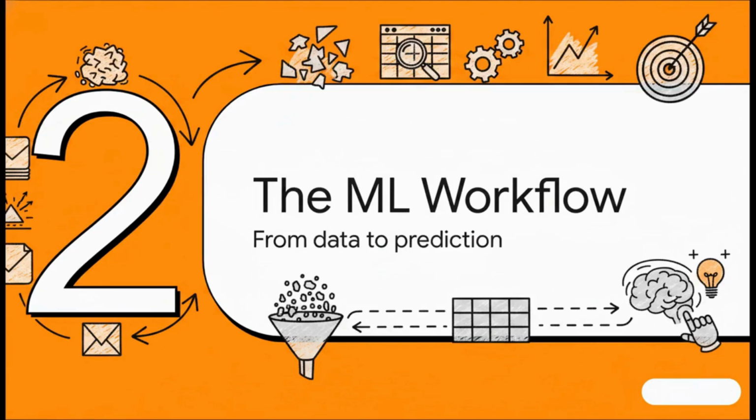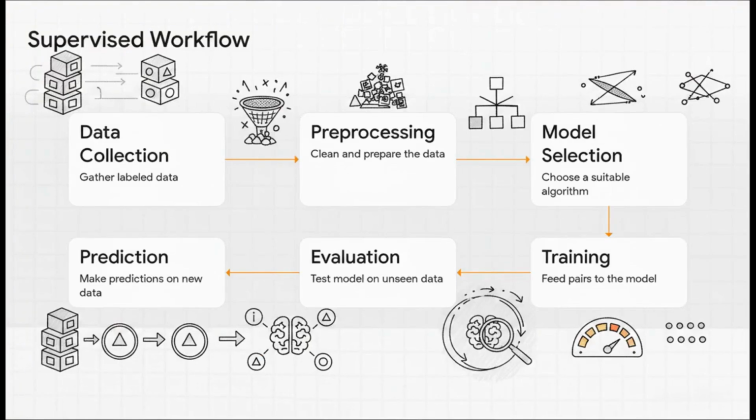Moving right along to Section 2, the supervised learning workflow. Any successful supervised learning project follows a rigorous 6-step workflow. You can't really skip these. Let's imagine we're building a system to predict house prices. Step 1 is data collection. You absolutely must gather labeled data. So that's features like square footage paired with the correct output, the actual sale price.